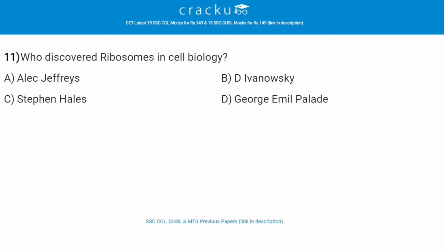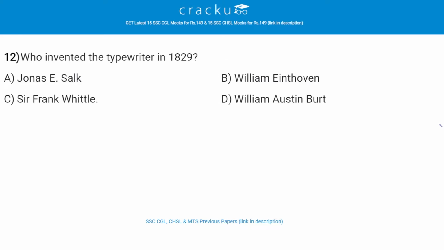Who discovered ribosomes in cell biology? The correct answer is D, that is George Emil Palade. So a ribosome is a complex molecule made of ribosomal RNA molecules and proteins that form a factory for protein synthesis in cells.